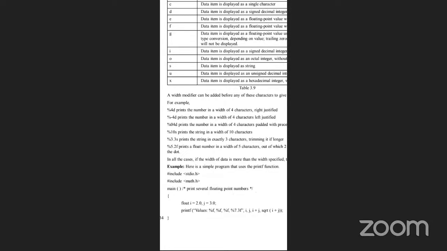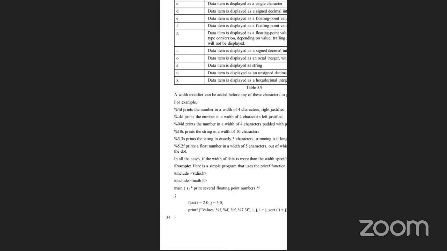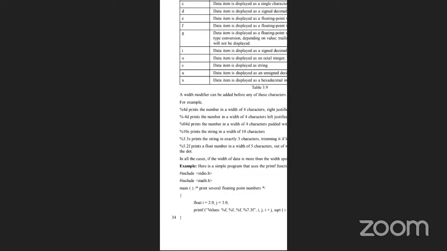0.2 means 2 decimal characters, with a width of 2 for the decimals and 1 for the dot. In all the cases, the width of the data is more than the width specified, so the width is overridden. Here, the name is what we have given as the name. The program starts with main and defines several floating point numbers.